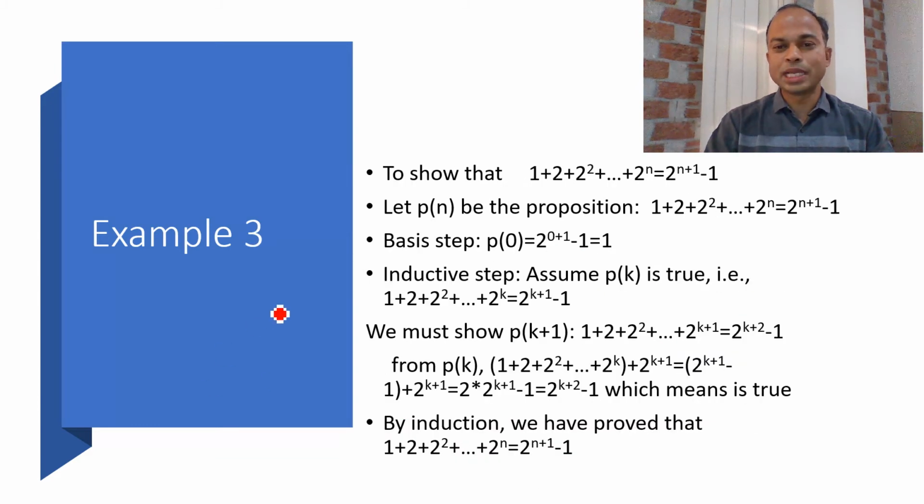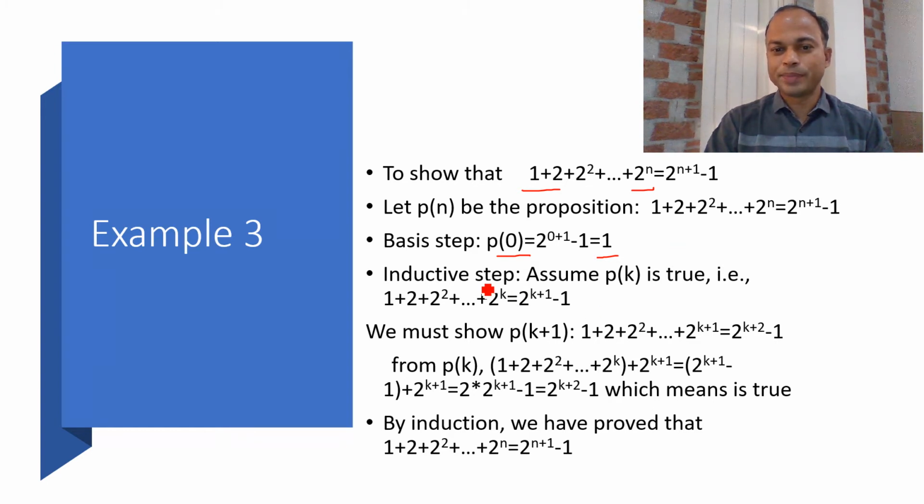If we talk about the third example, in the third example, we have to prove 1 plus 2 plus 2 square up to 2 raised to the power n equals 2 raised to the power n plus 1 minus 1. Initially, we have to put n equals, in our proposition, say we are putting n equals 0. Then the first term we get is 1, and this one is our first term. So this is true for the basic step.